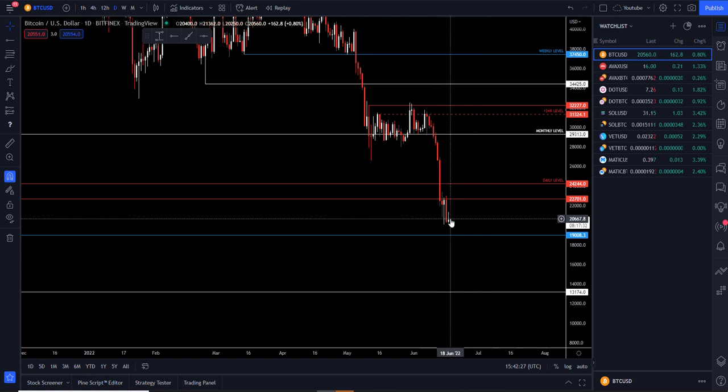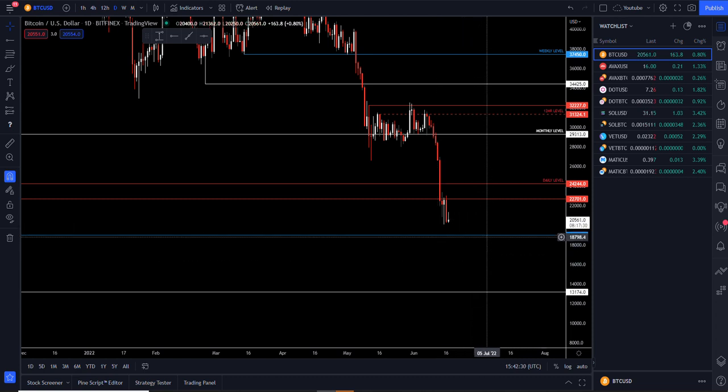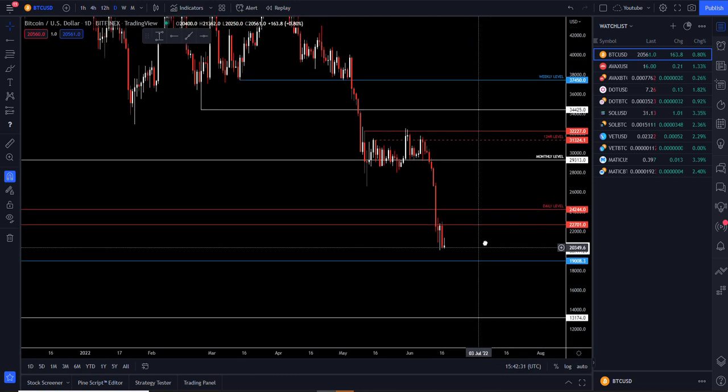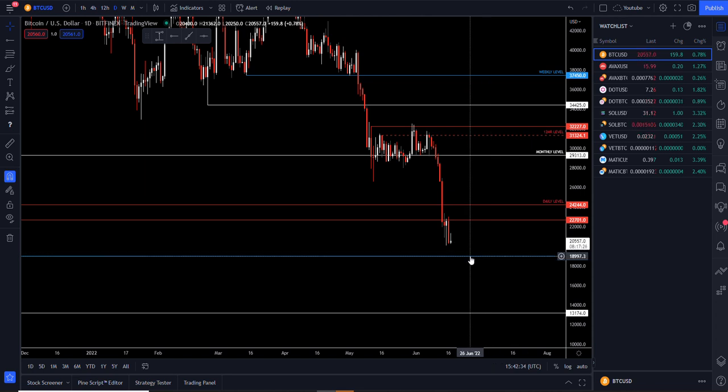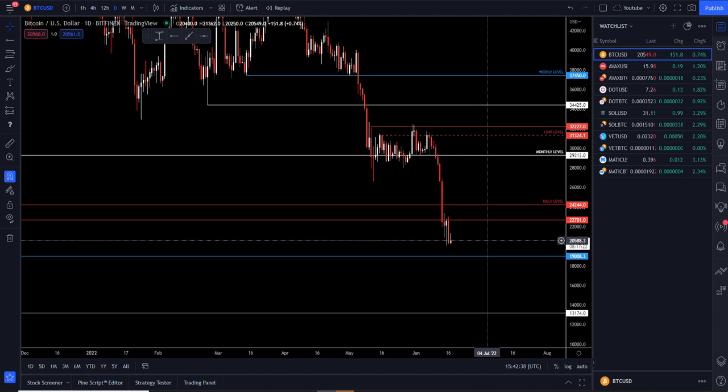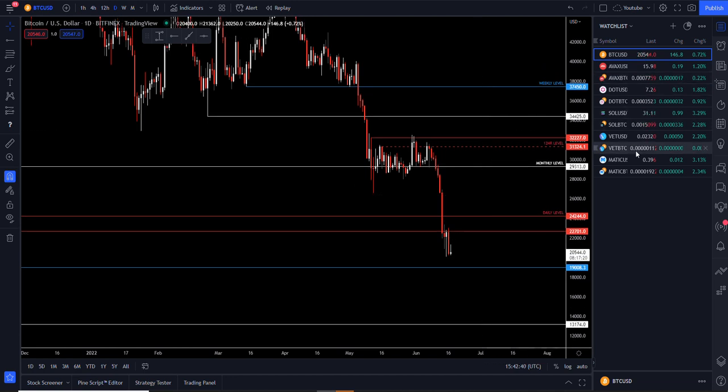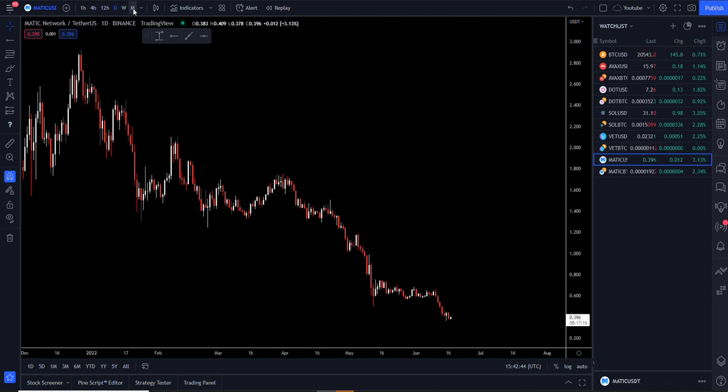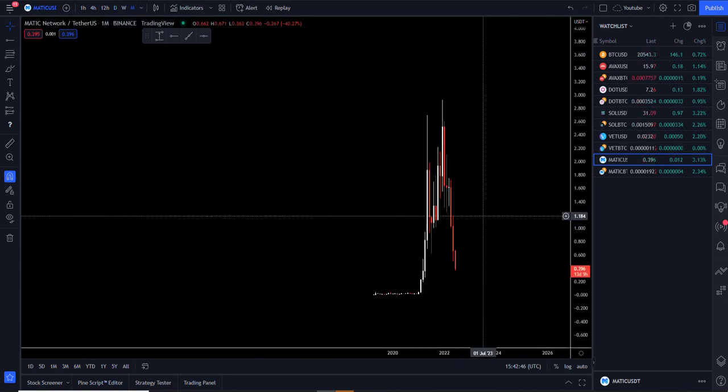So my personal opinion is we are going to hit that 19k level, as I highlighted on the higher time frames. There's no supports there, so I do expect to test some 19k sooner rather than later. So that's Bitcoin. Let's go ahead and check out some levels for Matic, starting on the monthly time frame.